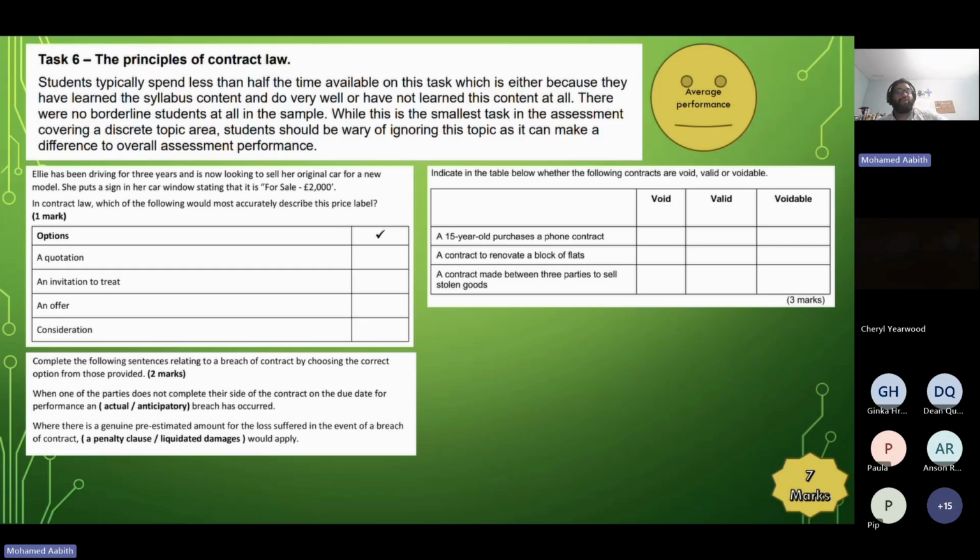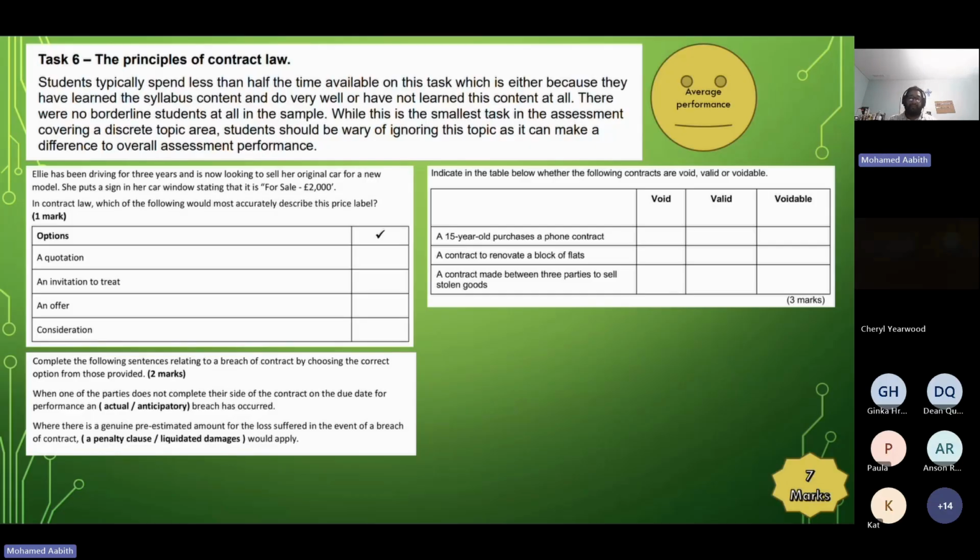Now you know why we're talking about a void contract. A contract between two or three parties to sell stolen goods. Straight away, these goods are obtained by illicit means. If it is illicit means, you cannot have a legal basis to form a contract with them.